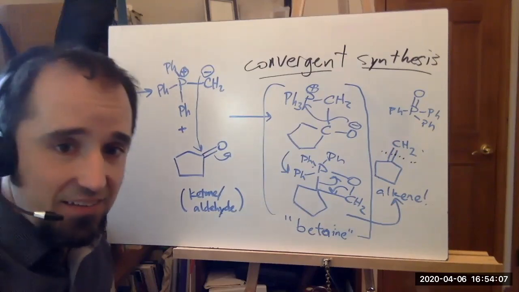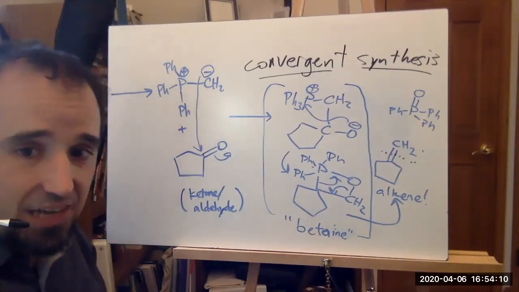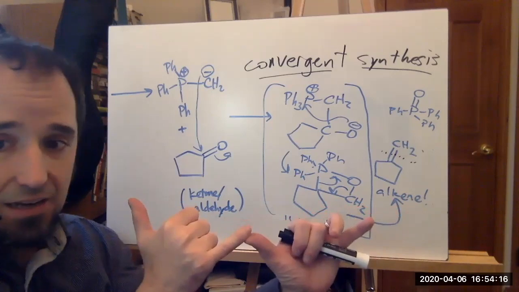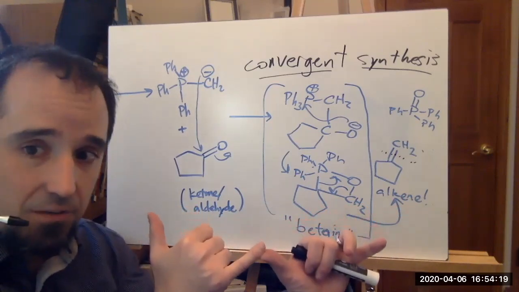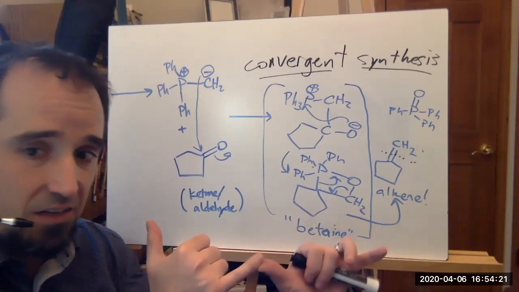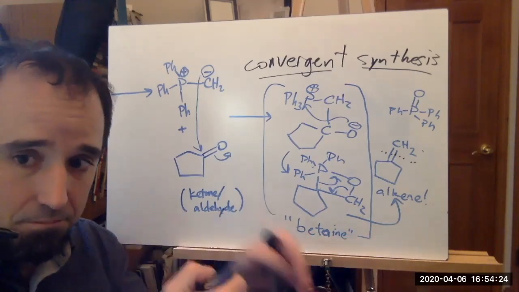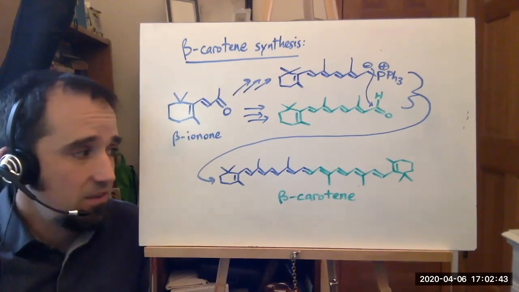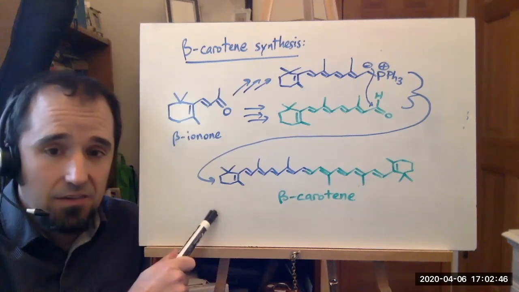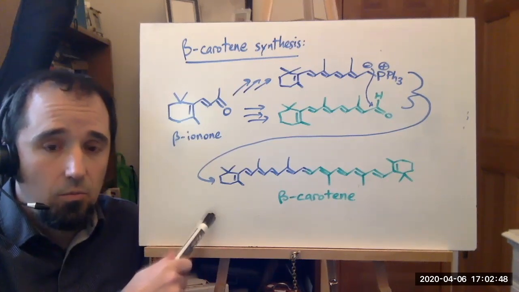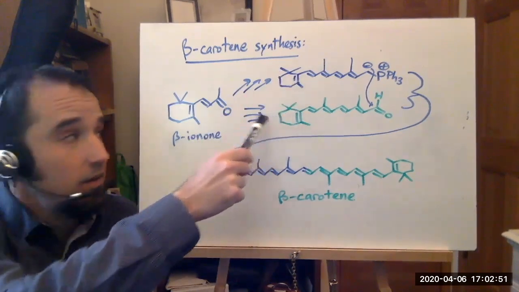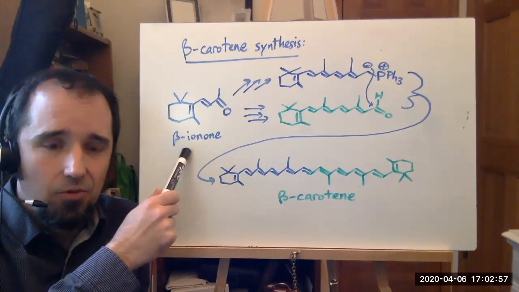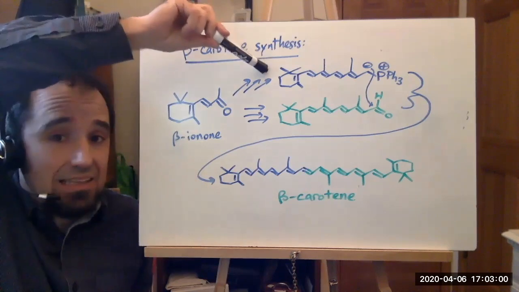Convergent synthesis means that instead of adding one atom at a time or one carbon at a time, I can take a big chunk over here and a big chunk over here and connect them in the middle. And it turns out it's a lot more efficient to connect chunks like that than to fight the war one carbon at a time. Let's look at beta-carotene synthesis. If you look at beta-carotene, it's pretty symmetrical. And so that gave chemists the idea to start by building both halves of the thing from the same precursor. So this is beta-ionone, and from that we can make both an ylide and an aldehyde.